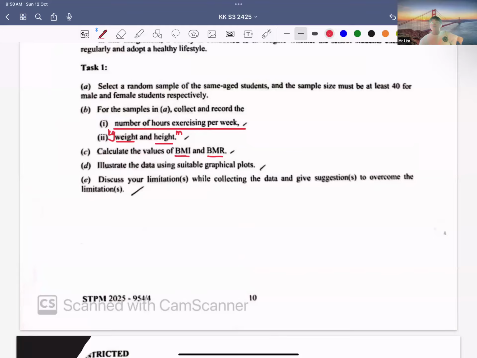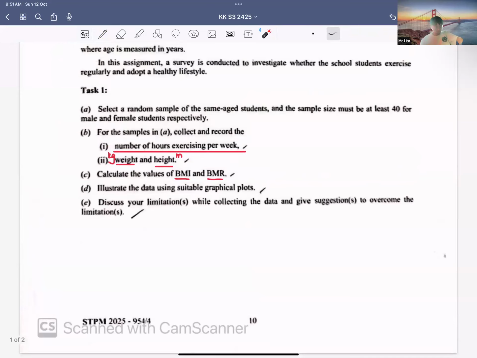Later I will show the calculation in the Excel file, a quick way to do it. I believe most of you should already know this. Then later we illustrate the data using suitable graphical plots. So what are the suitable graphical plots, and so far, what can we say? Discuss your limitations while collecting the data and give suggestions to overcome the limitations. This is a qualitative question, not quantitative. So let's now move on to our Excel file. Wait a moment, let me check.